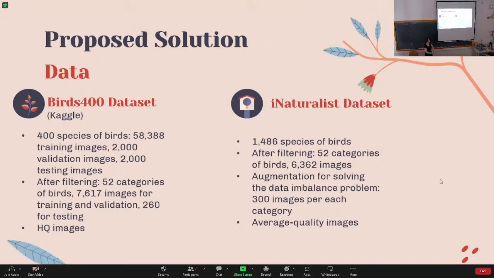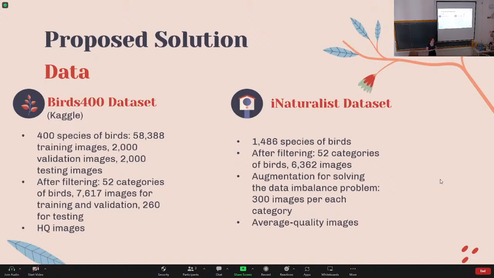Now, our proposed solution uses two datasets. The first one is the Birds 400 dataset from Kaggle. It contains data about 400 species of birds, and I filtered these categories so that we remain with the categories that are commonly found in Europe. The data was in general equally distributed; for each class we had 140 to 150 images. They were high quality images in which the bird occupies most of the foreground.